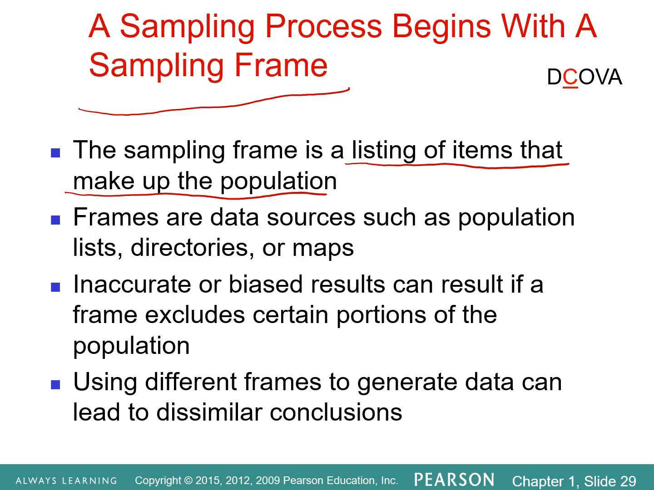Frames are data sources such as population lists, directories, or even maps. Inaccurate or biased results can result if a frame excludes certain portions of the population. Now, using different frames to generate data can lead to dissimilar conclusions.